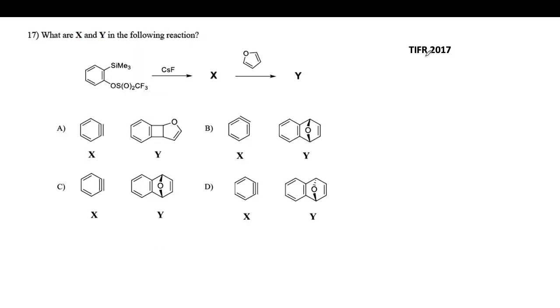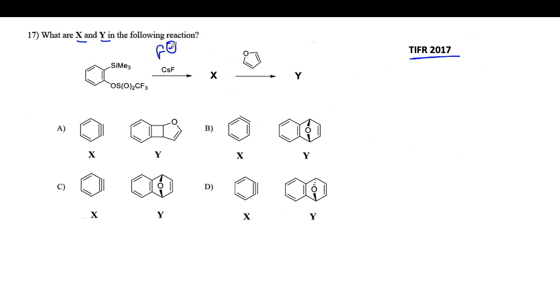Next question, right from TIFR 2017, is very simple and a very good question. What are X and Y in the following reaction? So as you can see, there's this molecule and CsF. Cesium fluoride is an ionic compound. It's a fluoride source over here.